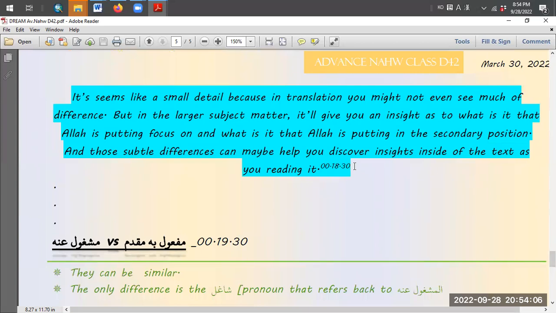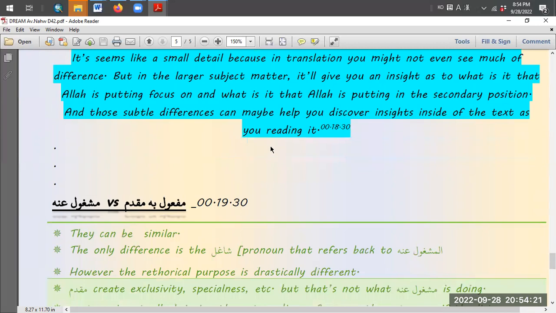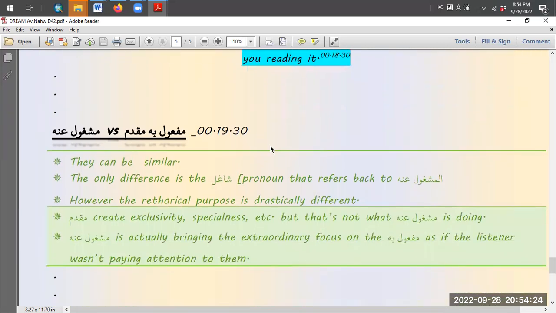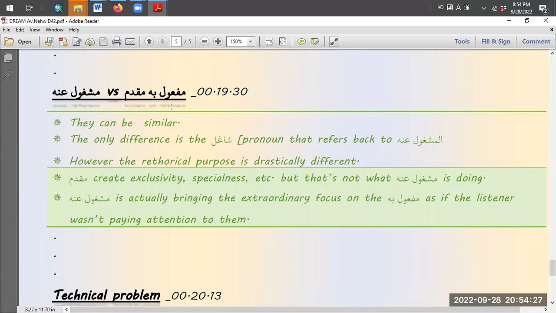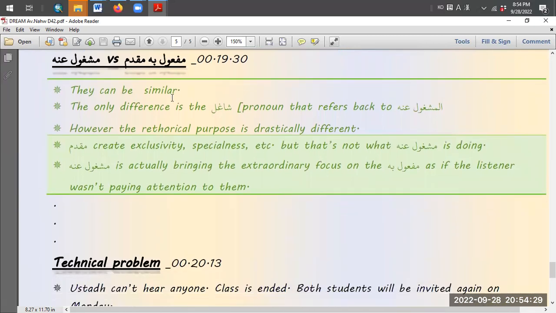We have to be really careful to look at an ayah when you have mashghul anhu. Yeah, interesting concept. Now we compare mashghul anhu with maf'ul bihi muqaddam. Oh, they can be similar. The only difference is the shaghil first, by mashghul, or to the maf'ul bihi muqaddam. That's the only difference.